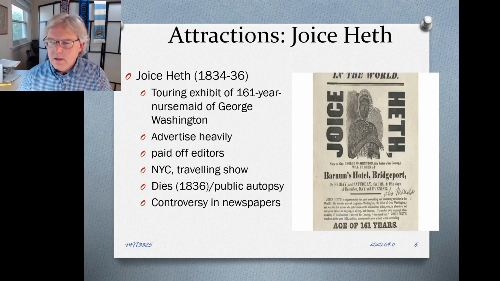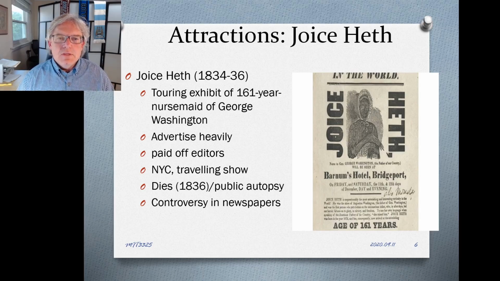Okay, so I want to look now at a couple of these attractions, these exhibits that Barnum presented early on in his career. So in 1834, Barnum became aware of someone else's traveling touring exhibit. And this was an exhibit that a man had, and he claimed to have a 161-year-old African American former nursemaid of George Washington. That means she would have been a nursemaid somewhere back in the 1720s or 30s.